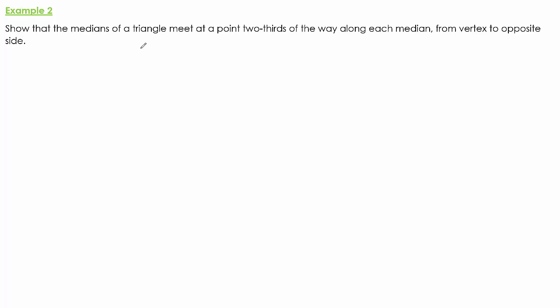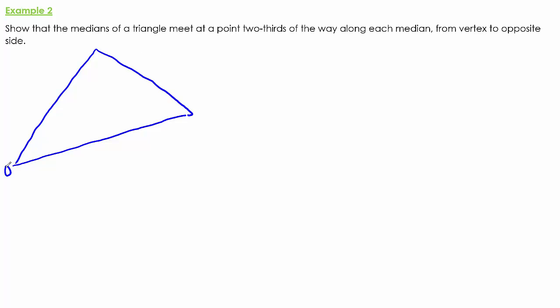Show that the medians of a triangle meet at a point 2/3 of the way along each median from vertex to opposite side. It's quite a tricky one, this one. I'm going to start by drawing a diagram.